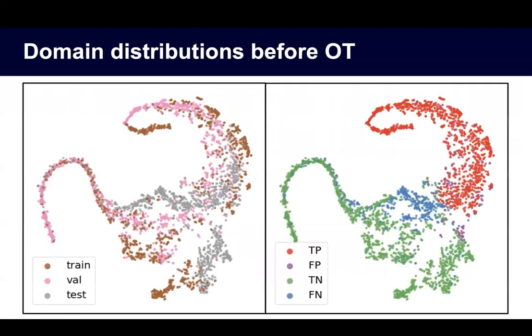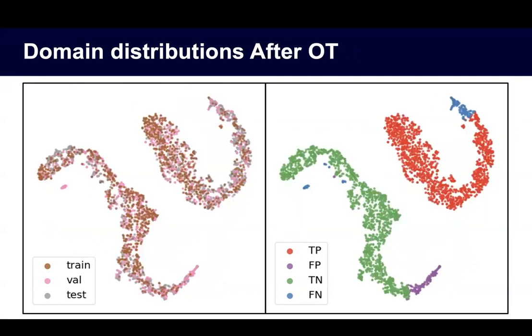Here, I'm showing the domain distribution before optimal transport. On the left, you can see the training domain, validation domain, and test domain. And then on the right side, it's true positive, true negative, and false negative. As you can see, before OT, there is a separation between each domain, which represents different institutions. After OT, we can see that the train, validation, and test sets are blending together and they are closer together. So the model that is being trained on any of these institutions will be domain invariant.